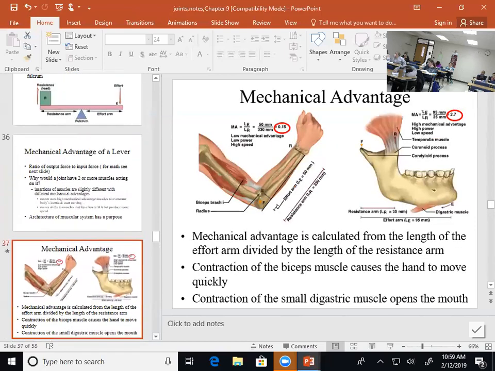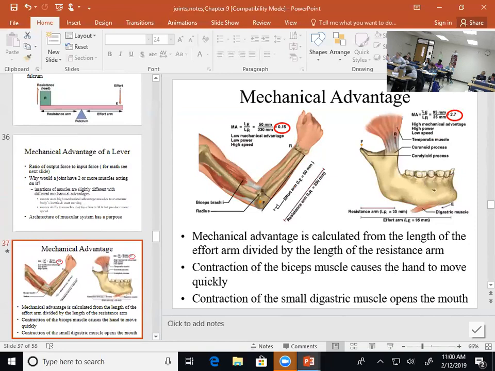So every single one of your joints is that way. They've already been evaluated. They've already been measured to know which class of lever they are. So you don't have to do it, but we know how they do it. This mechanical advantage is determined by taking the length of the effort arm and dividing it by the length of the resistance arm. That's how it's been determined for every single joint we have. I just want you to know how they determined it.